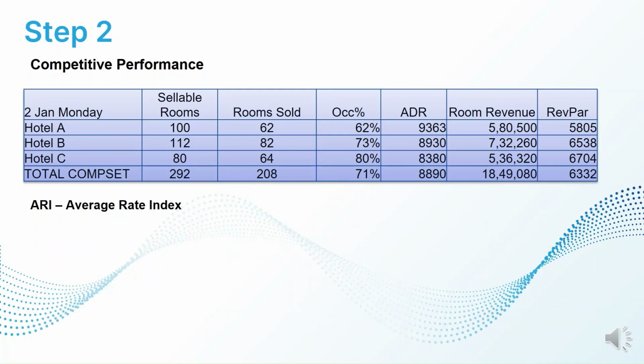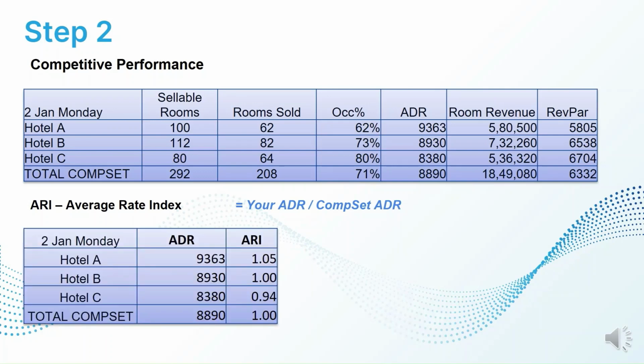Now we move to another matrix, that's ARI, or Average Rate Index. How is your pricing in the market as compared to your comp set hotels? Now, ARI is derived by dividing your ADR by the comp set ADR. And therefore, the ARI of Hotel A is 1.05, Hotel B is 1, and Hotel C is 0.94. Again, the ideal or a midway is 1, and therefore anybody who's below 1 is pricing lesser than what the market is pricing at, and anybody who's more than 1 is optimum priced for the market.